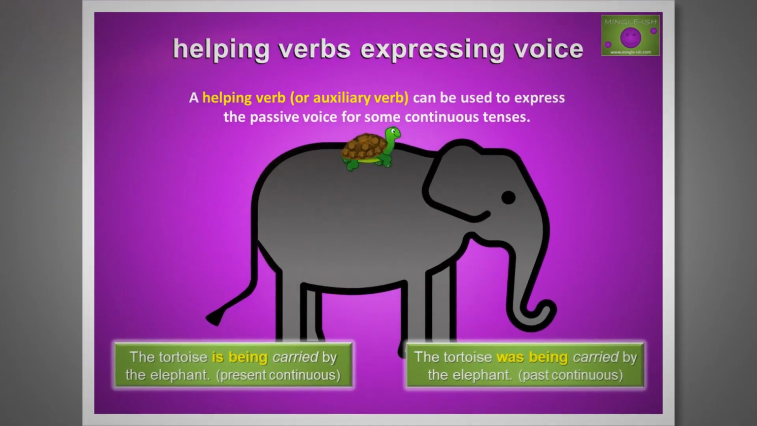A helping verb can be used to express the passive voice for some continuous tenses. The tortoise is being carried by the elephant, the present continuous tense. The tortoise was being carried by the elephant, the past continuous tense.